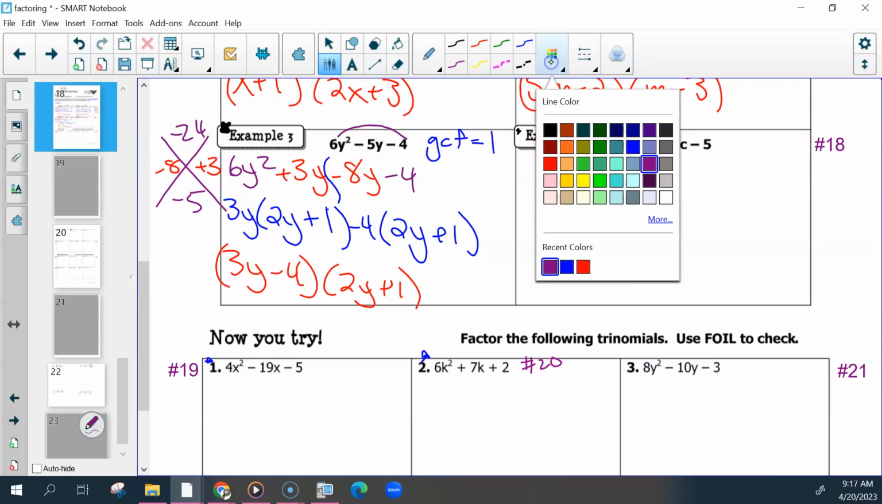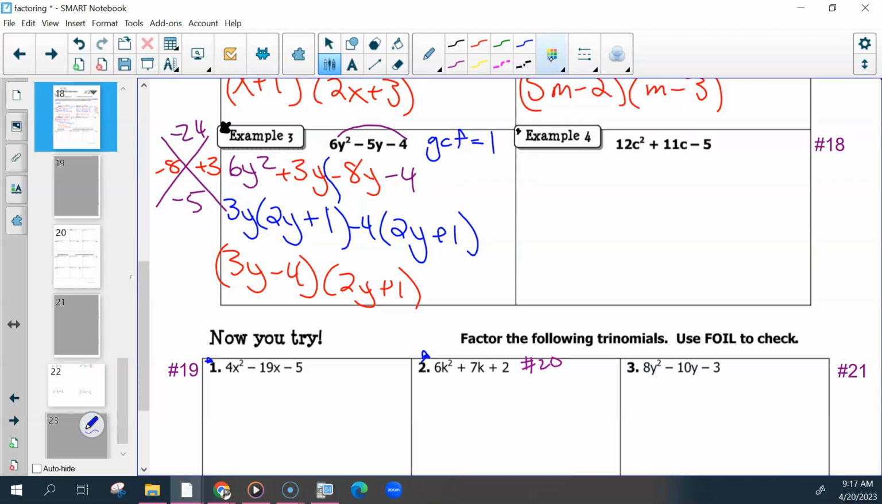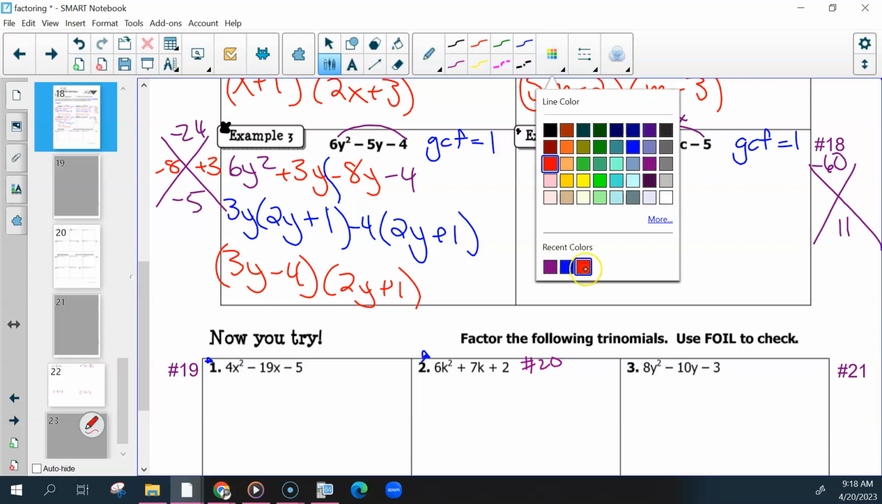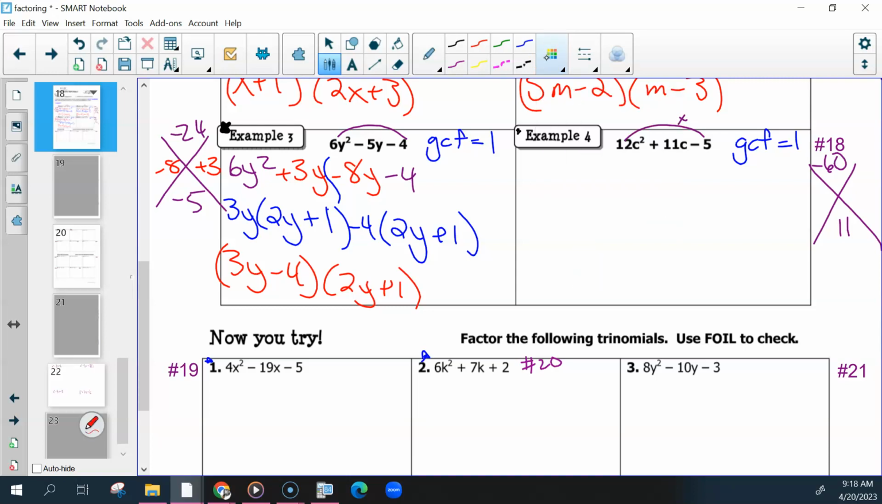Does example 4 have a GCF? So multiply 12 and negative 5. What would that give us? Negative 60. So think about the numbers that multiply to be negative 60, then add to the 11. You may want to list out your factors of 60 because there's a lot.